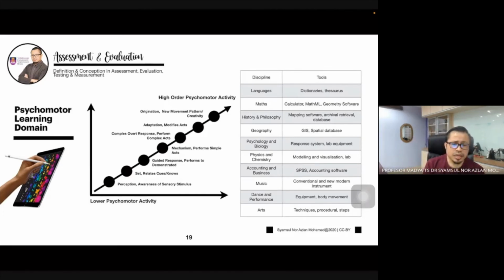And then what you need to do here is, if you want to play football, you need to set the cues and know how to play football, and try to understand the guide response and how to perform and demonstrate playing football, meaning that you have to understand how to play football. You need to understand how to kick the ball, how to take a penalty, how to dribble and whatnot.